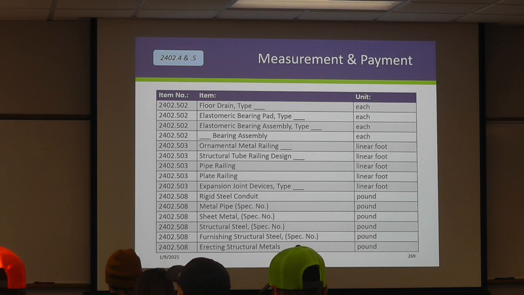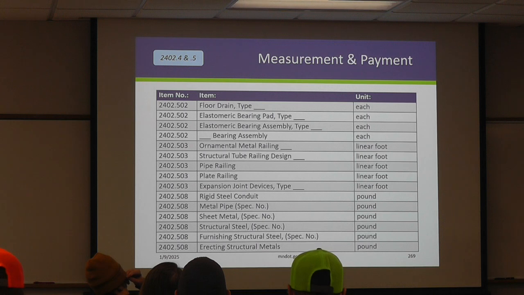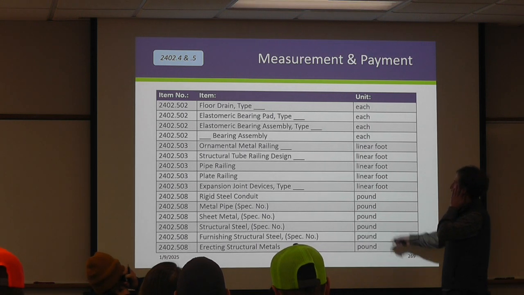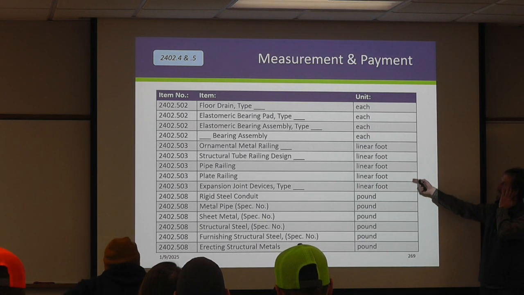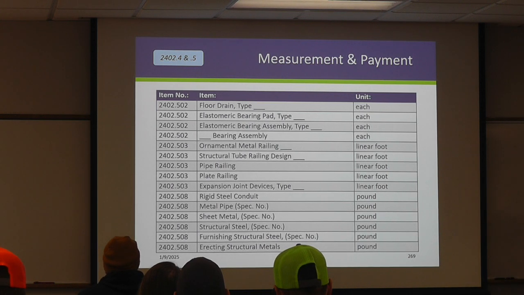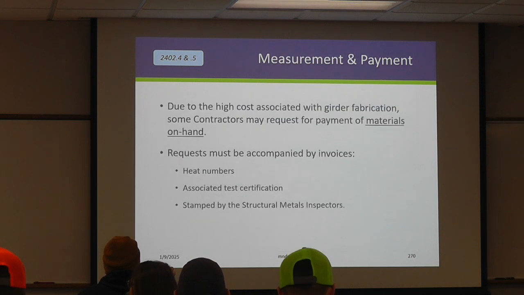Measurement payment, just to briefly touch on this. Here's a list from the spec book. You'll notice that we're generally paying for things by the each, the linear foot, or the pound. You have to be a little careful about steel because of those longer procurement times. Oh, I'm sorry, I'm getting ahead of myself. So, if you look at structural steel, steel is paid for by the pound. And in a typical project, that payment includes procurement of material, fabrication, shipping, installation, right? Is the same contractor doing all of those things?